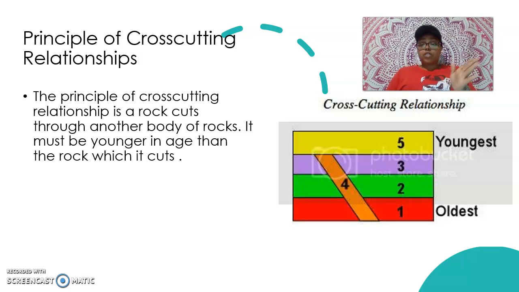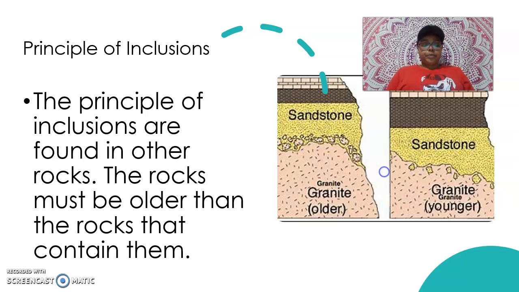It can go diagonal, it could go zigzag. As long as that rock is younger than the ones it's cutting through, the older ones, it's a cross-cutting relationship.